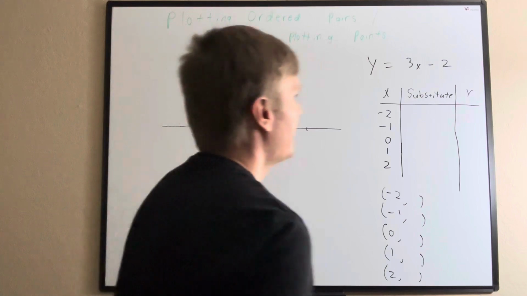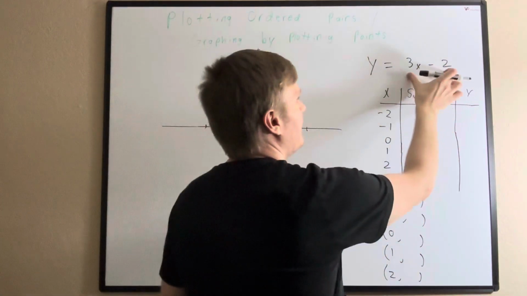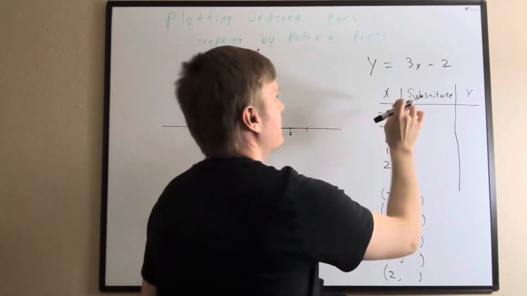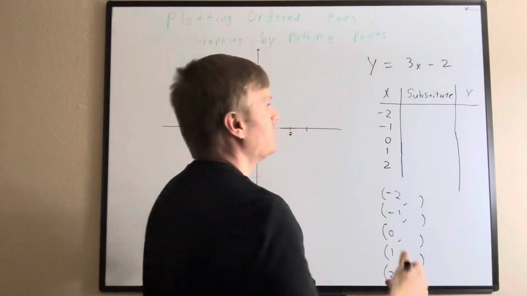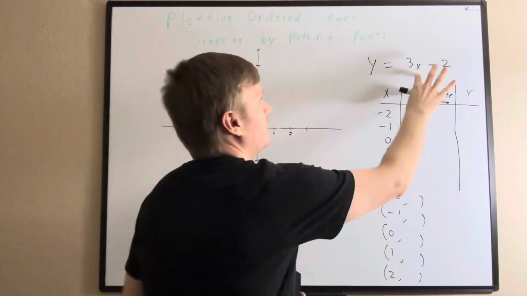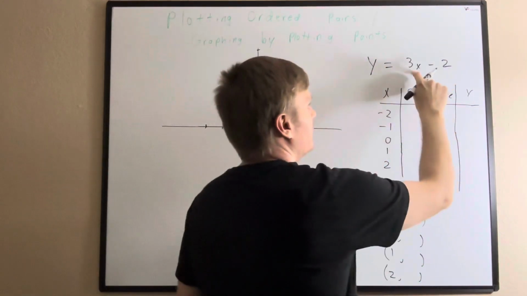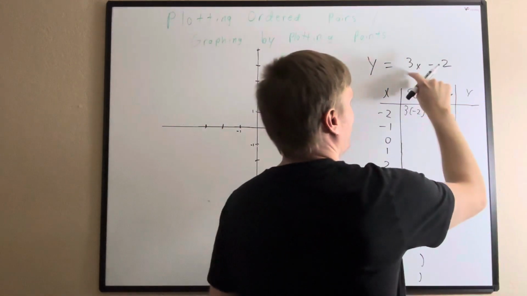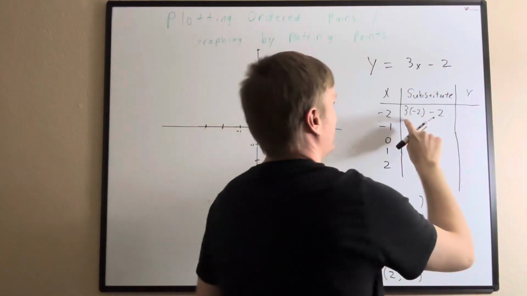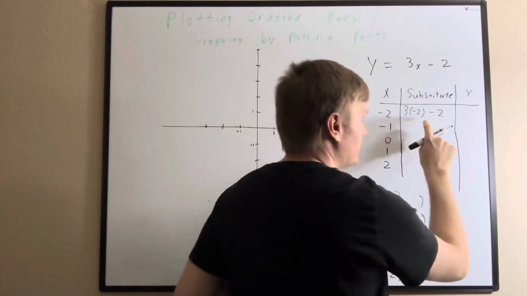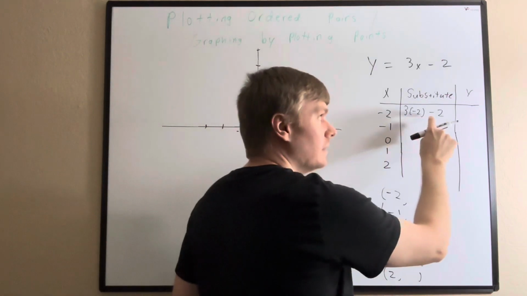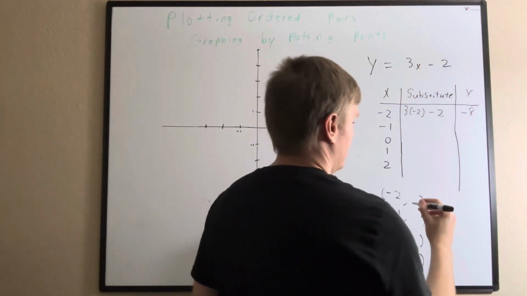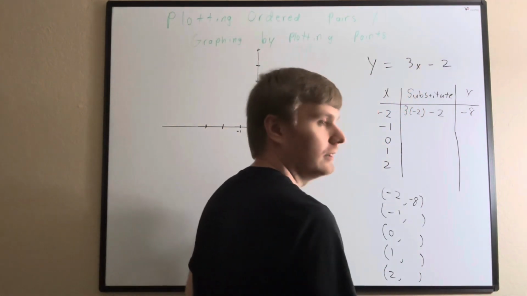Okay, so what do we do when we substitute? We take this and we substitute in our number for x. This is why it's called a variable, because it varies in value. So we have 3 times -2 minus 2, this whole thing. Got to include the whole thing. So 3 times -2 is -6 minus another 2, -8. So we have our first ordered pair, -2, -8.